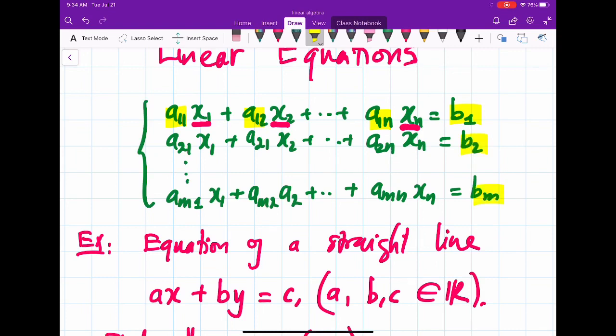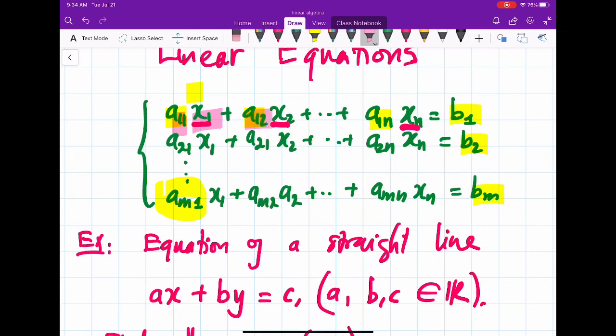So if you just compile all these equations together, you have a system of linear equations. That's it. All these are coefficients, and if you pay attention, we enumerate 1 1 in here. What does 1 1 mean? That means this coefficient is in the first equation and corresponding to the first variable, right?